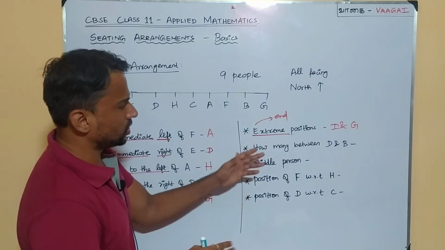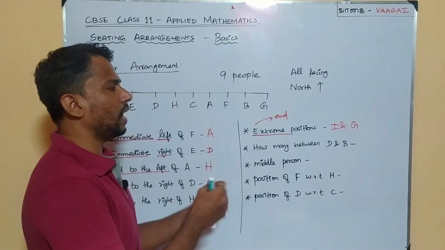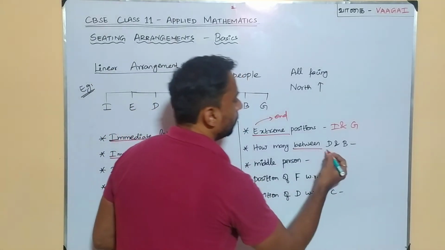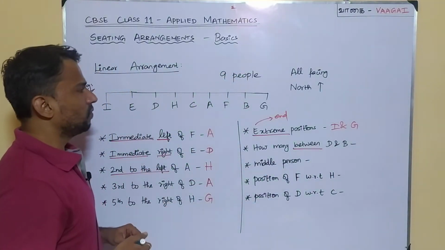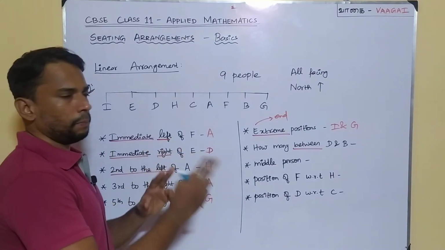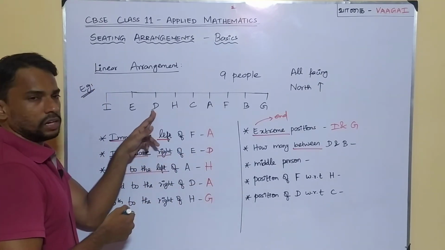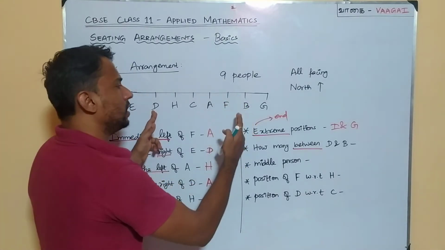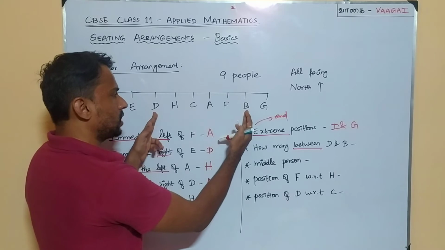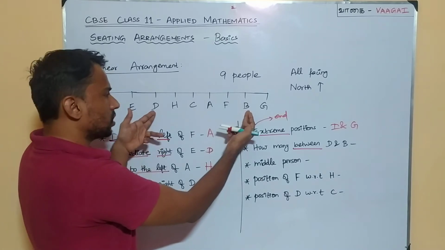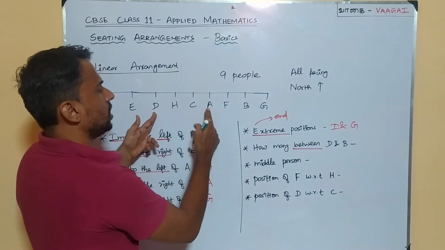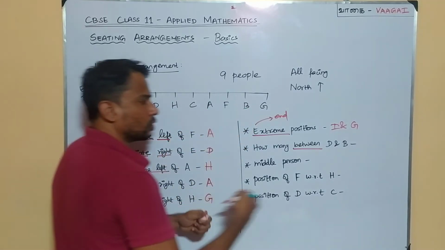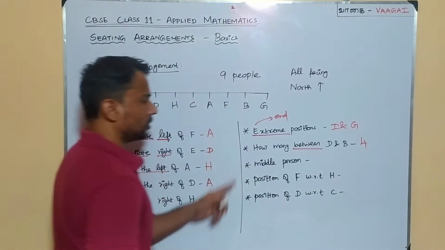Next is, how many people are sitting between D and B? In this question they are asking about between. We have to see both of them, D and B, both the people. D is here and B is here. How many people are sitting between D and B? You yourself can easily count it and see: H, C, A, F. So there are 4 people sitting between D and B. So 4 is going to be the answer for this question.